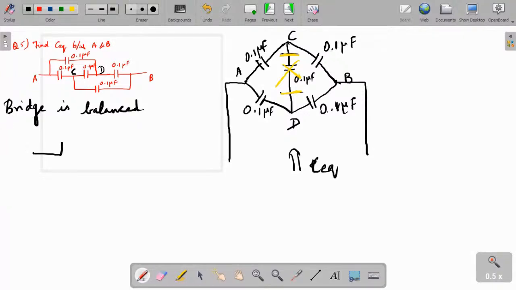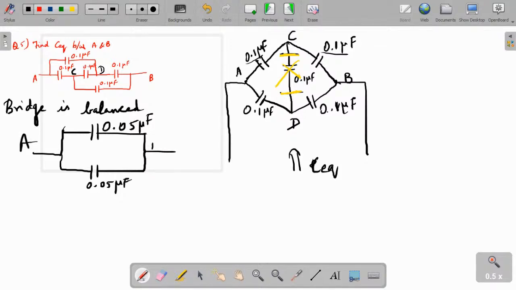So we get A. Appo inga indha 0.1 and indha 0.1 microfarad will be in series. Right? So 0.1 microfarad into 0.1 microfarad divided by 0.1 microfarad plus 0.1 microfarad. So if you do that you will get 0.05 microfarad. Similarly keezhayum namakku rendumey series ah connect aayirukkum. So equivalent 0.05 microfarad. Now these two capacitances are in parallel.